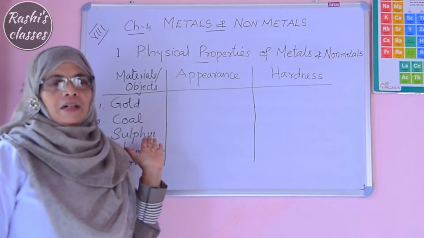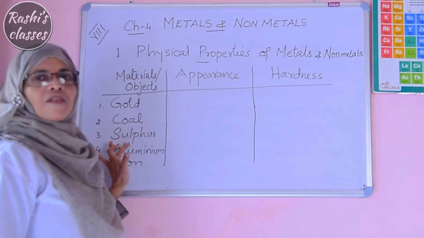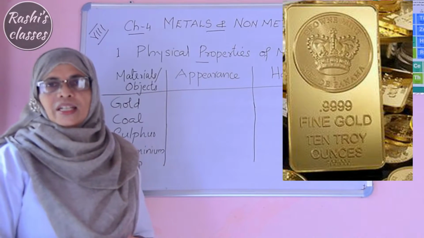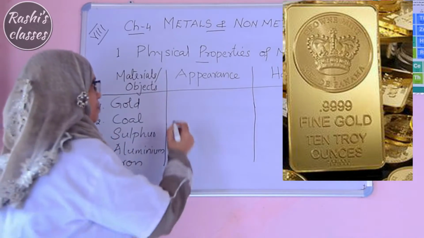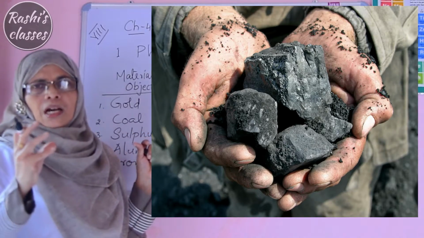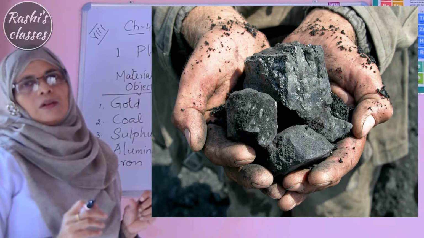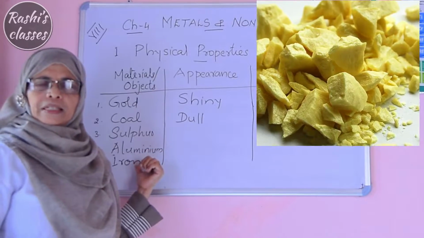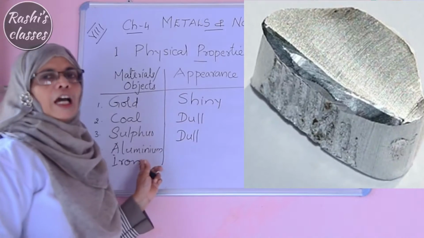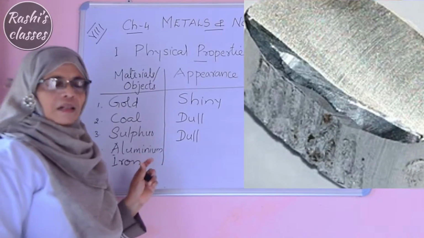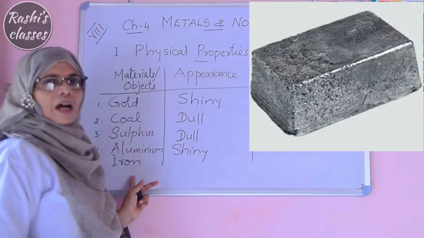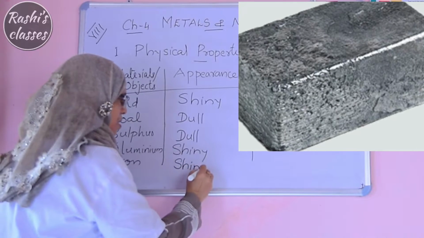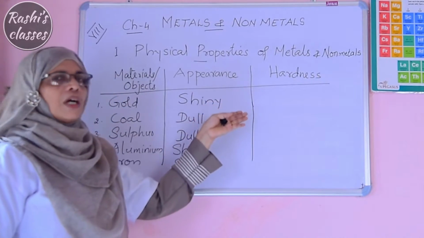Some materials are given: gold, coal, sulfur, aluminium and iron. What about its appearance? Gold has a shiny appearance. What about coal? Coal is a carbon piece. When wood is burned we get coal. It is dull. Sulfur is also a non-metal and it is dull. Aluminium is a metal and it is shiny. Iron is also a metal and it is shiny. Its appearance is shiny. Then what about hardness?